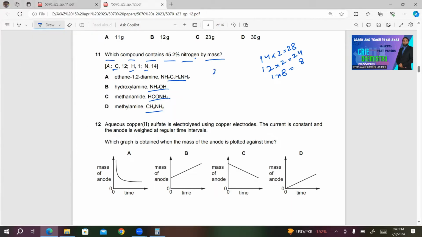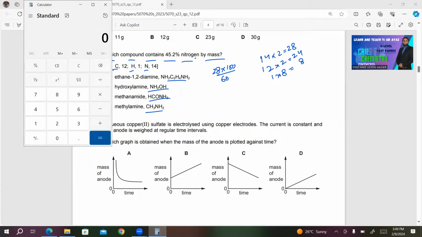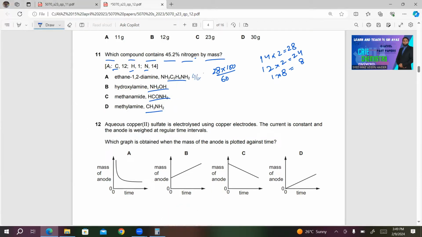So 28 multiplied by 100 divided by 60. 46.666. This is the wrong answer. So let's check for hydroxylamine, that is NH2OH.